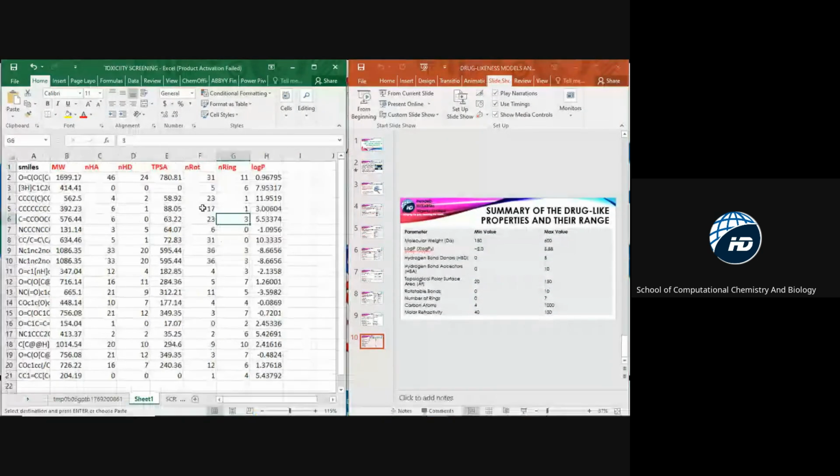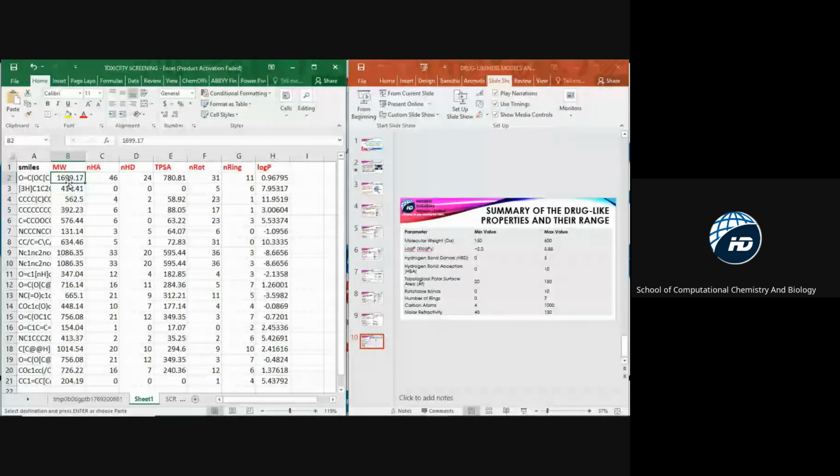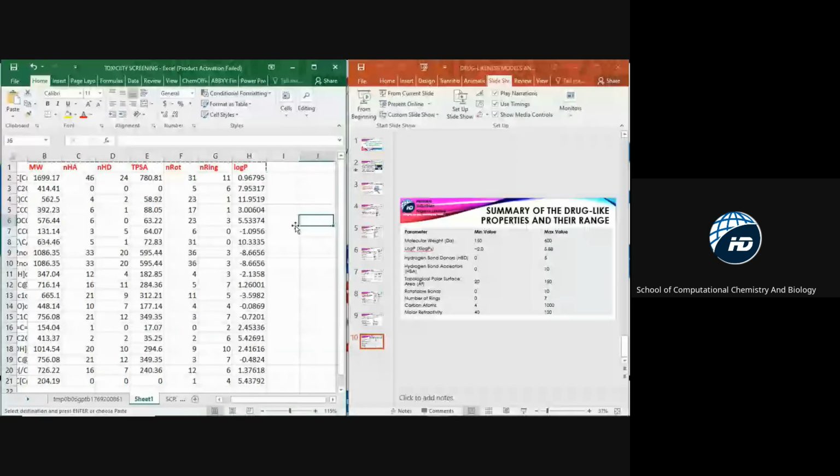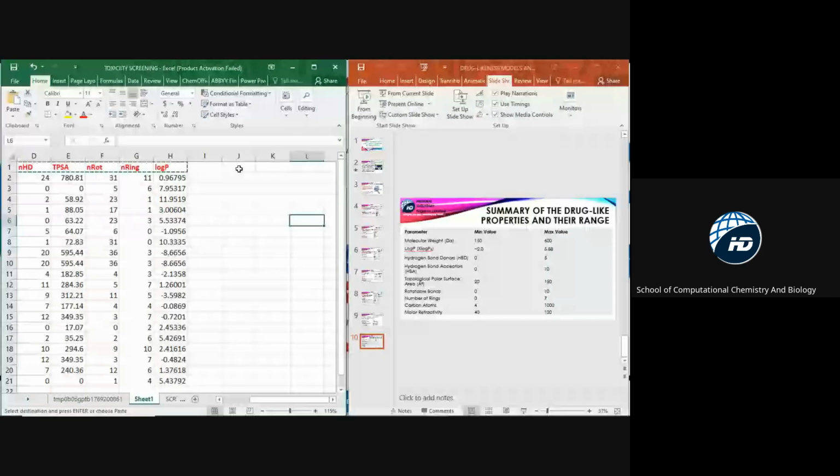Now, if you look at them, their ranges differ so much, but that will not stop us from building the model. It's a very simple task. What we are going to do now, the first thing you will do is to copy this range, these parameters, give a space, and paste here.